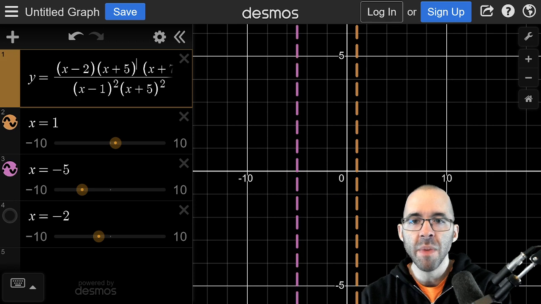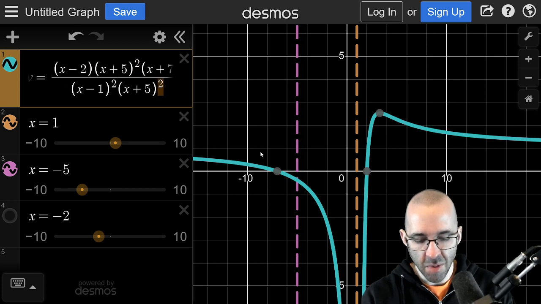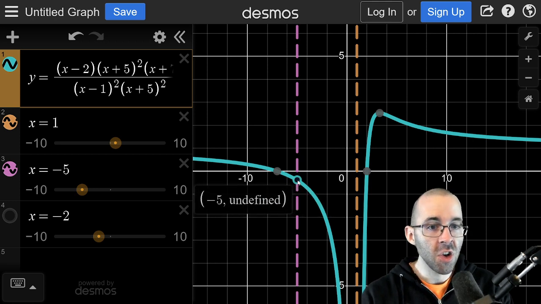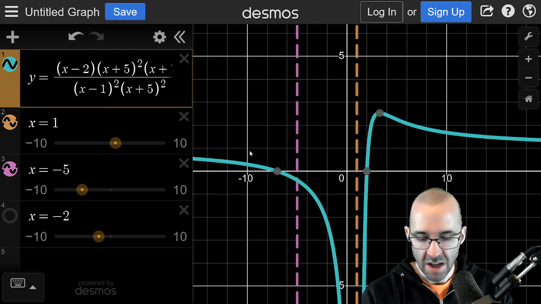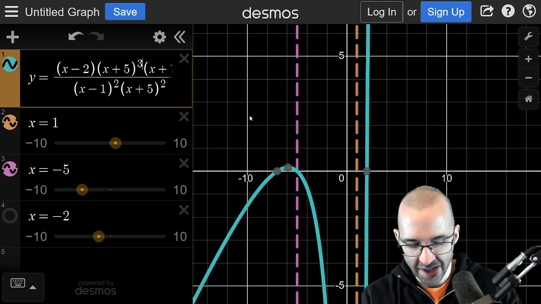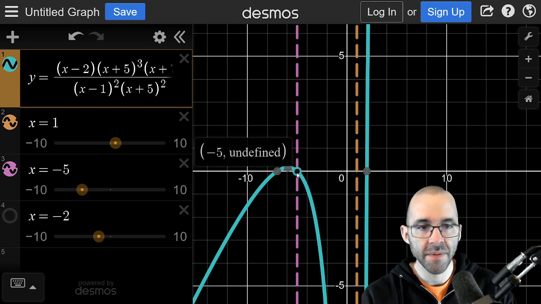But notice if we made this factor on the top have multiplicity 2, now the multiplicity on the top and the bottom are the same. And now, right here, when x is equal to -5, we do have a hole here. When x is equal to -5, we get 0 over 0, undefined. And if we had a higher multiplicity on the top, we'd have the same idea. Oops, I typed it in wrong. Yeah, higher multiplicity on the top, you can see a hole here as well.